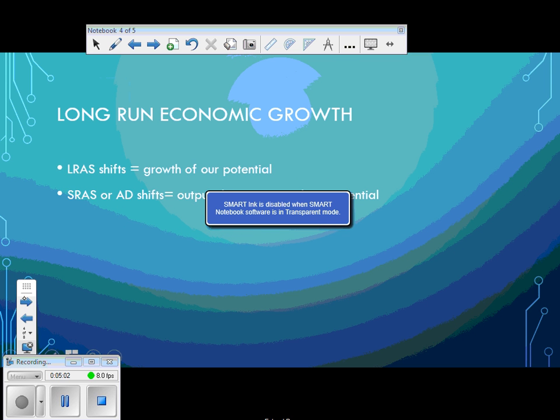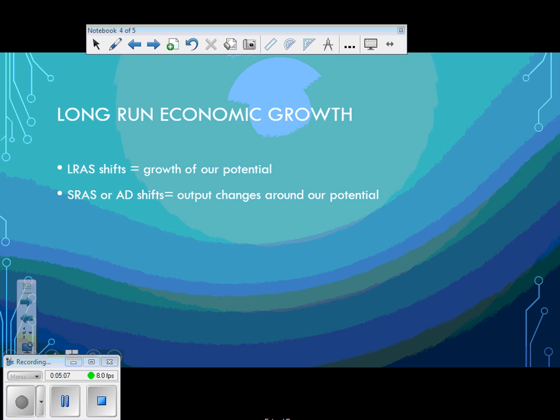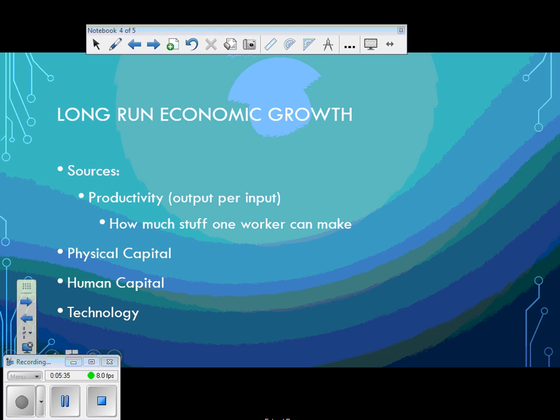All right. What about long-run economic growth? That is seen on the model when we have our shift in our long-run aggregate supply curve. We just said this, shifts in short-run aggregate supply and aggregate demand are generally changes around our potential. You probably recognize that there are some similarities in things that change both short-run and long-run. But not everything that shifts the short-run aggregate supply curve, wages, the adjustment in wages, is going to shift the long-run aggregate supply curve. So what does cause economic growth or leads to economic growth?